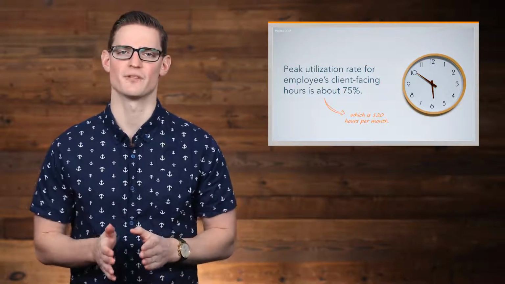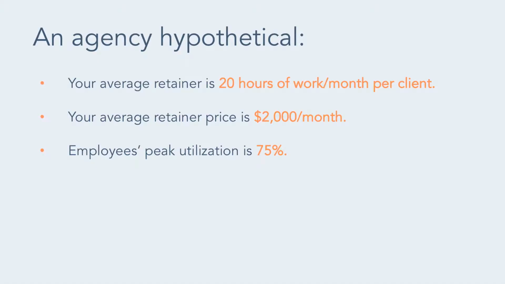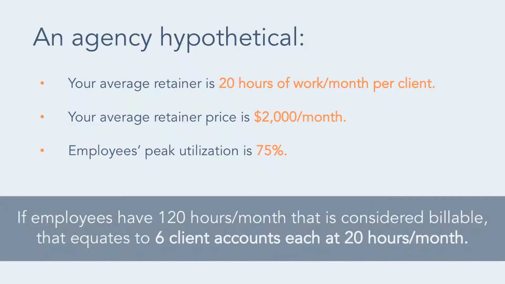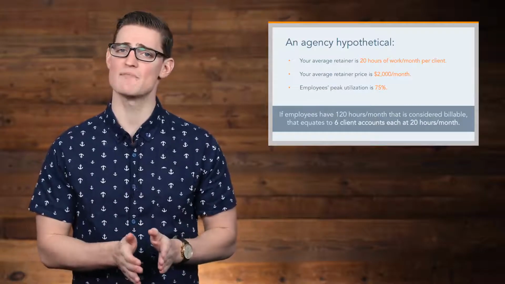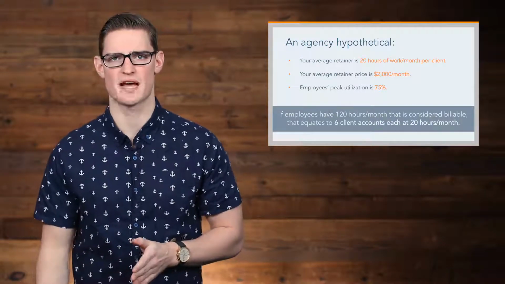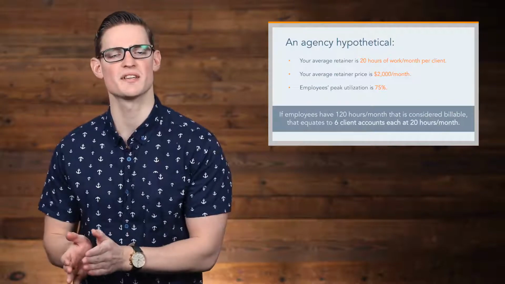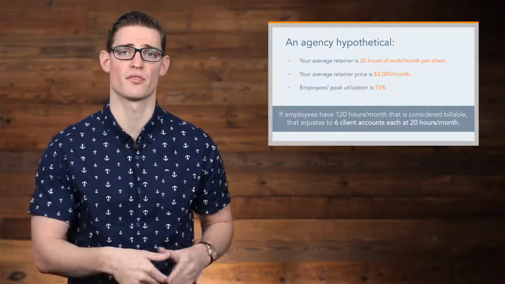Let's run through a hypothetical. Let's say for your agency, an average retainer is 20 hours of work per month and per client, for an average price of $2,000 per month. Combine that with a 75% peak utilization rate for an employee. If you have 120 hours a month that the agency considers billable, that's 6 client accounts, each at 20 hours a month. That still gives each team member 40 hours of time for administrative tasks, and then they're managing a book of business of $12,000 per month.